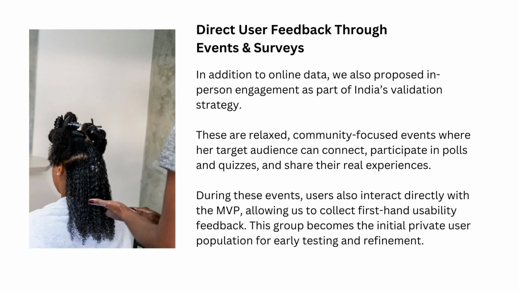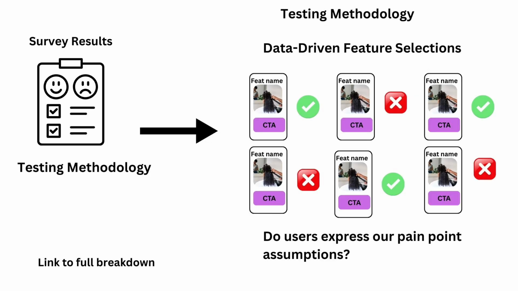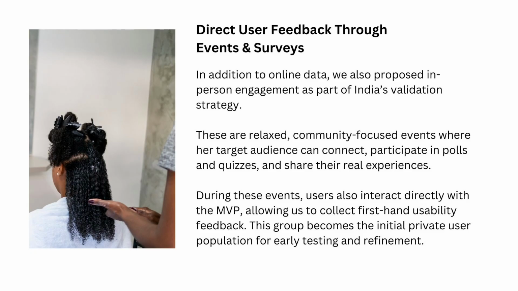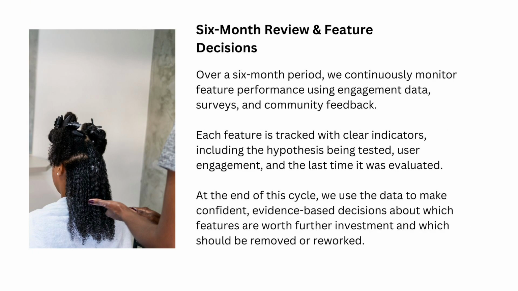Direct user feedback through events and surveys. In addition to online data, we also propose in-person engagement as part of India's validation strategy. These are relaxed, community-focused events where her target audience can connect, participate in polls and quizzes, and share their real experiences. During these events, users also interact directly with the MVP, allowing us to collect first-hand usability feedback. This group becomes the initial private user population for early testing and refinement.